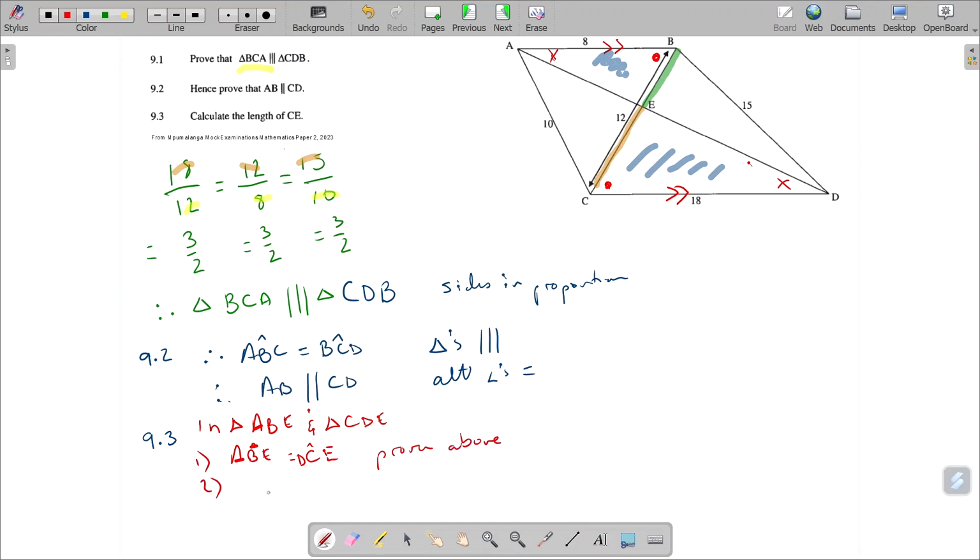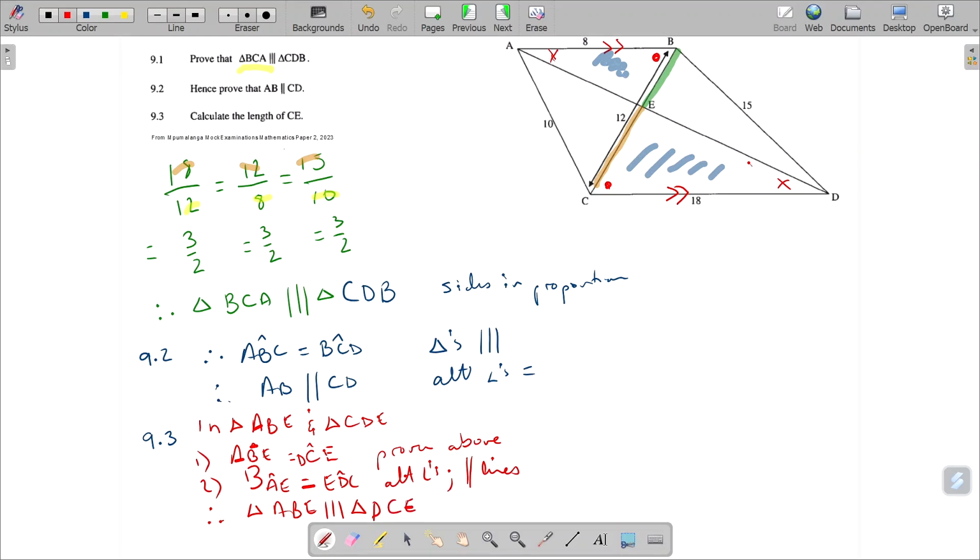I now know that angle BAE is equal to angle EDC, alternate angles on parallel lines. And therefore I know that triangle ABE is similar to triangle, and again, let's get the order. A is the one with the X, but it's marked with the X, so it goes with D. B is the one with the dots, so it's marked with C.